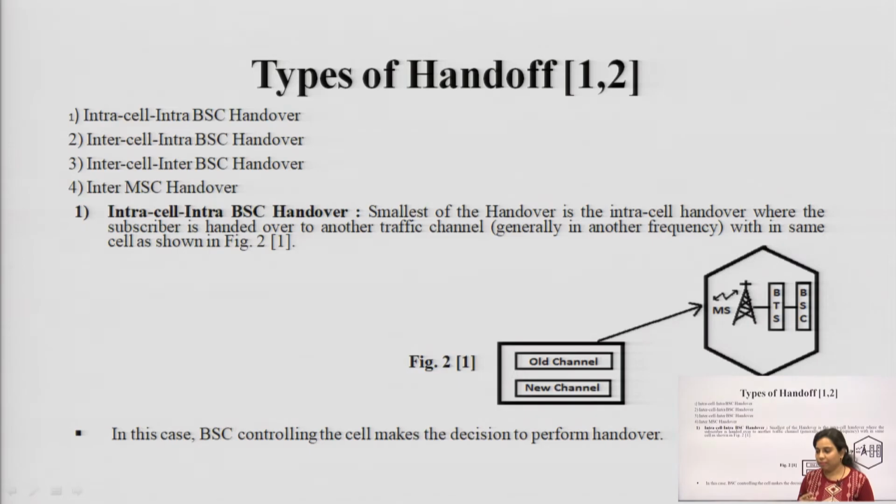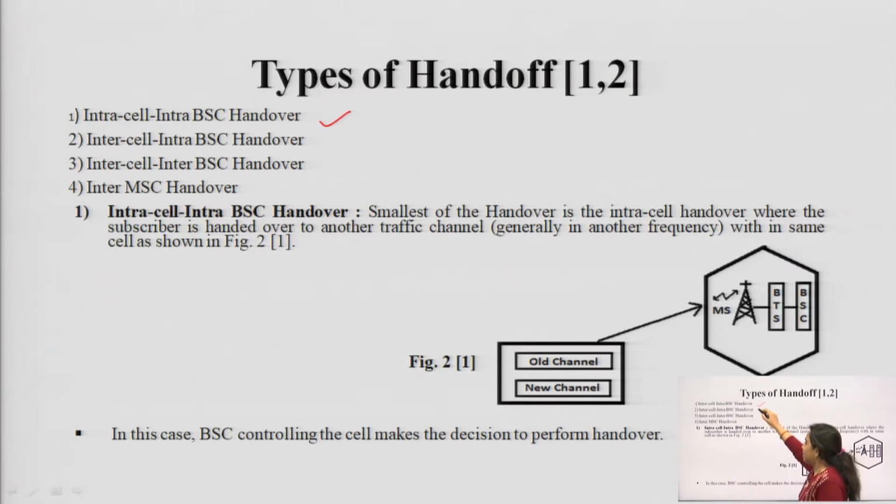Now, next will be the types of handoff. What are the different types of handoff that we will come across? The first one is the intra cell intra BSC handoff, another name for which is handover. We can call this handover also, because we are handing over the control signals from one base station to another base station. The first one is intra cell, meaning within the cell and within the same BSC we are transferring the control signals or voice signals.